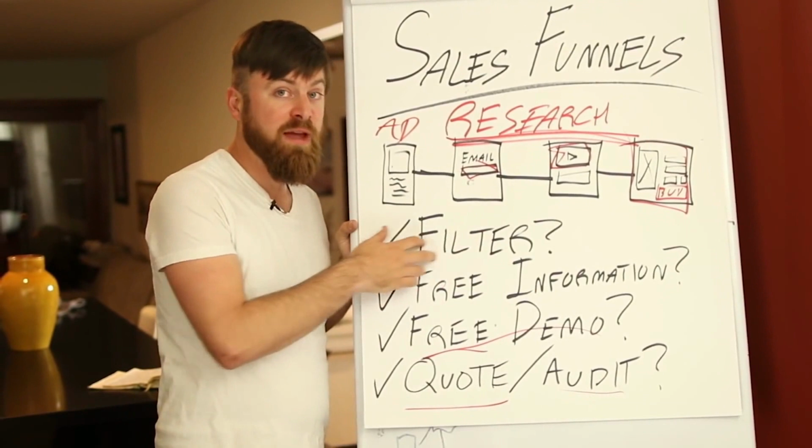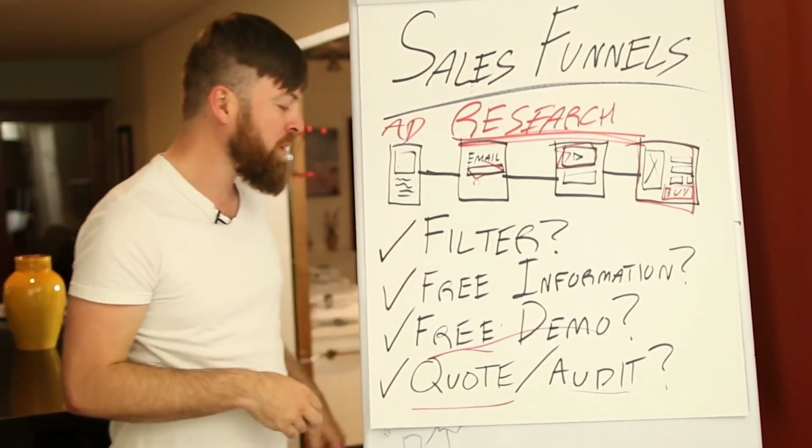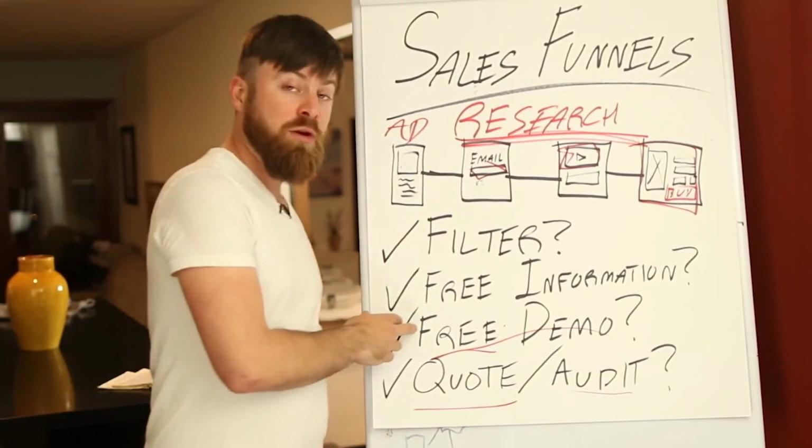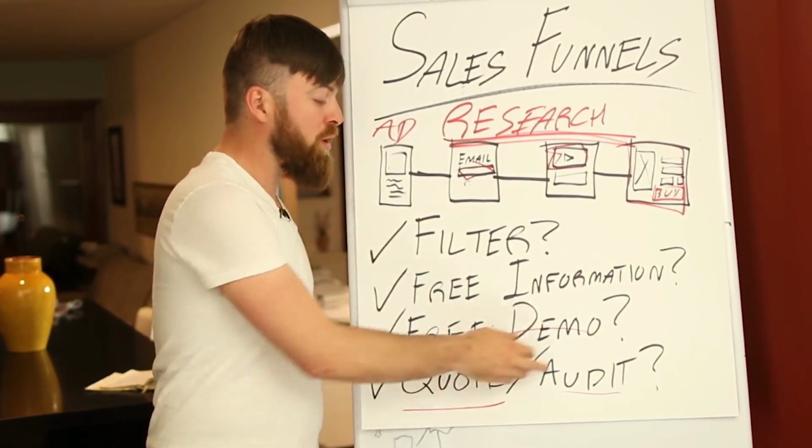Look at what your competitors are doing and copy their marketing funnels. You don't need to copy word for word, but copy the layout, copy the flow. Is your competitor using a survey or a questionnaire to filter people? Are your competitors giving away free information at a certain point? Are your competitors giving away a free demo or a quote or an audit? That's how you build sales funnels. You don't need to make it too complicated. Check what your competitors are doing and try to do something similar.